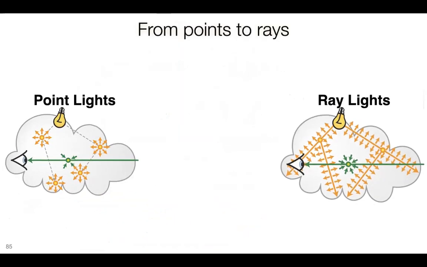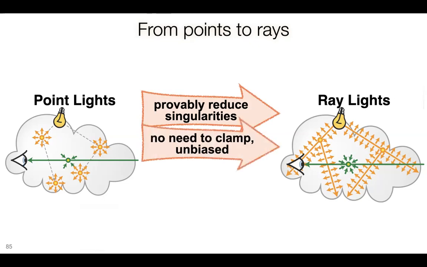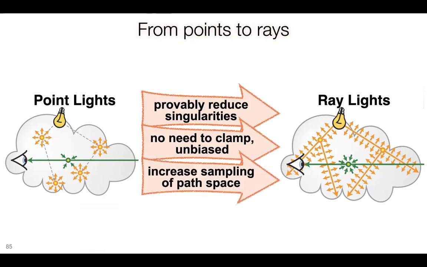Let's look at how this works. So you have the point lights, you have the corresponding ray lights. What benefits we are getting by going from point space to, let's say, the ray space here, is that you reduce the corresponding singularities which can happen. There is no need of clamping or introducing any bias, everything stays unbiased.